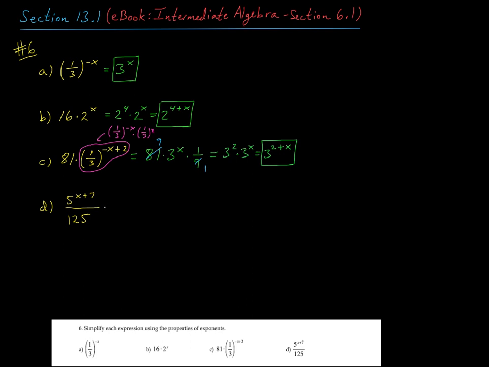All right, and then we have part D here, 5 to the x plus 7 power divided by 125. Well, I'll start by writing the 125 as 5 cubed. And now, since the bases here are the same, that property of exponents on the previous slide said, hey, now I'm going to subtract the exponents. So x plus 7 minus 3. So that'd give you 5 to the x plus 7 minus 3, which is x plus 4. And that is going to do it. And that's it for that question.